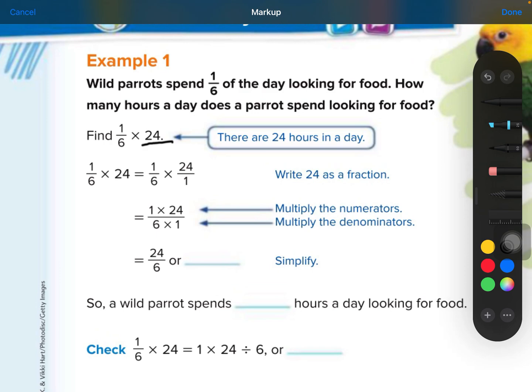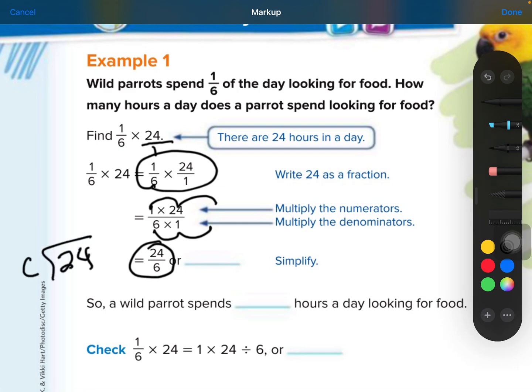All right, we have 1/6 times 24. So whenever there is a whole number, we just put a 1 underneath it. So then it looks like this. Then we just take 1 times 24 equals 24, 6 times 1 equals 6. So then this is what we have. Now we have to simplify. It is very top heavy.